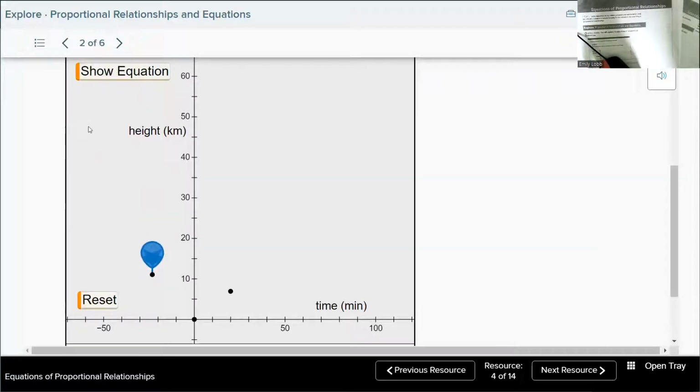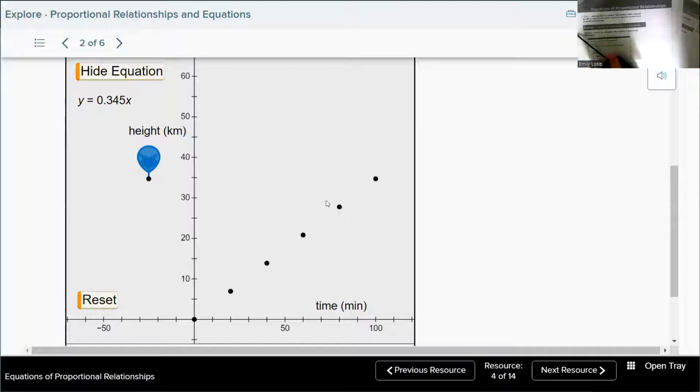Here comes the balloon. This is how long it's taking to get that far. Okay, and would you say this is proportional? It started at 0, 0, and it looks like it would be a straight line. So let's look at the equation. y equals 0.345x. Okay.